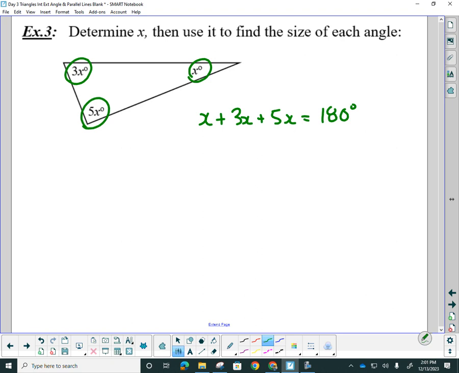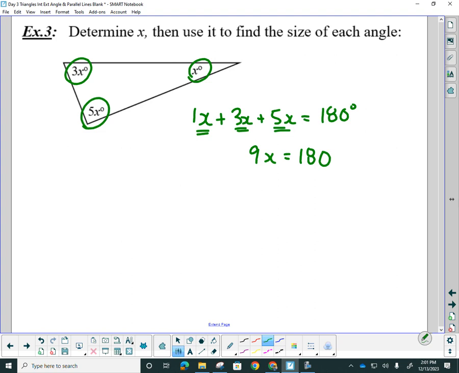And this means we can use collecting like terms to solve this algebraic equation. So, great spot to practice collecting like terms. I've got this x, which is just 1x, plus 3 more, plus 5 more is a total of 9x. 1 plus 3 is 4, plus 5 is 9.